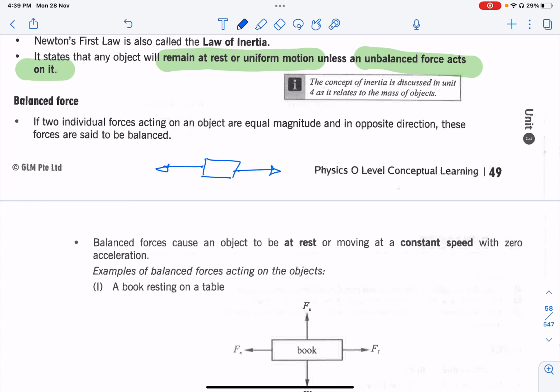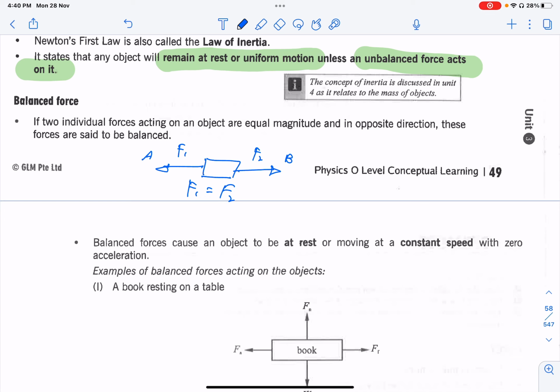Then the question is, is there a force being applied? The answer is yes. There's a force being applied because there's person A that is pulling towards himself and person B that is also pulling towards himself. It's just that the amount of force, which is F1, is equal to F2. So this is one way in which we showed that because F1 is equal to F2, the forces are actually balanced.